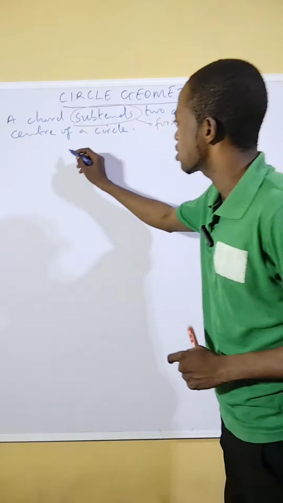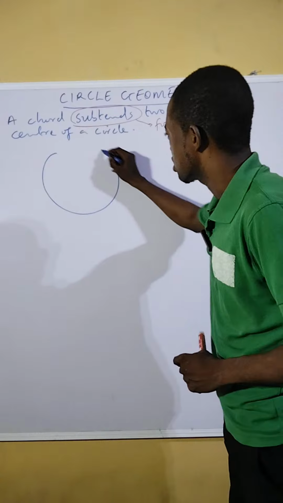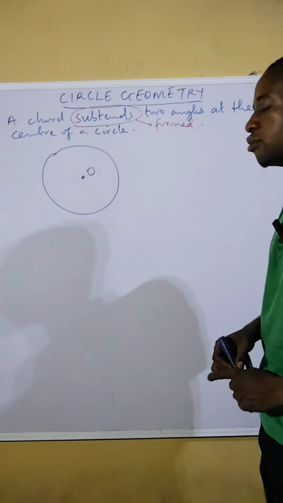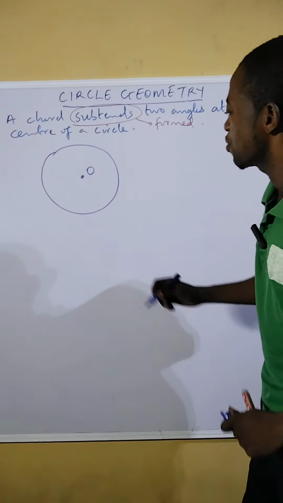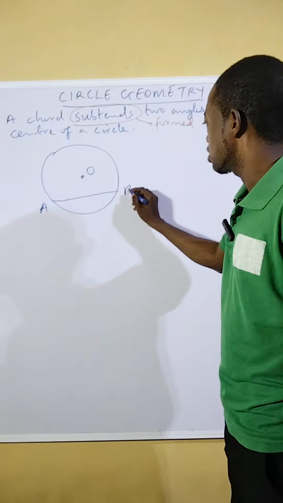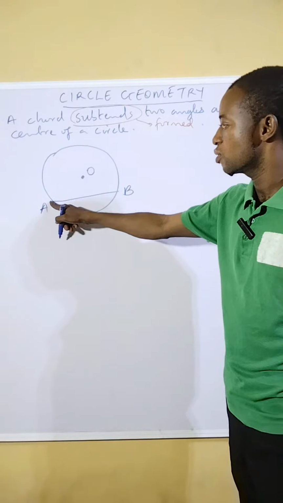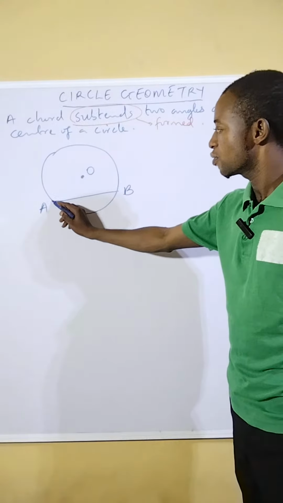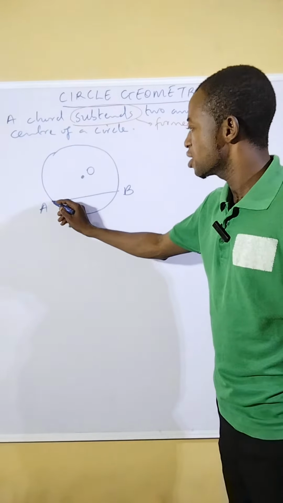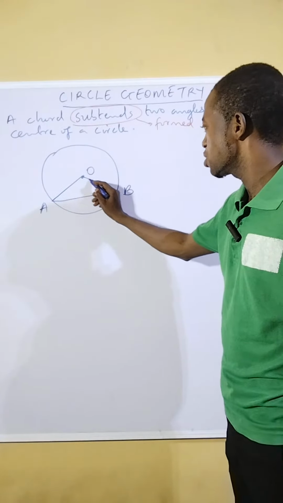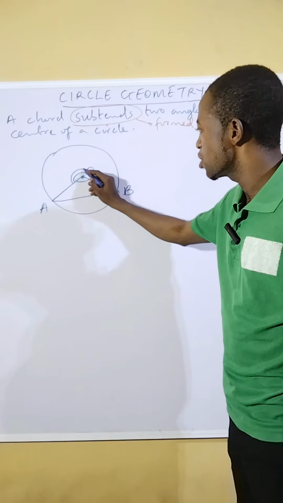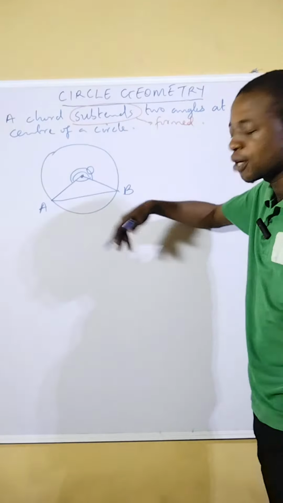Let's look at it in a diagram. We have this as a circle, and let's look at this as the center, O, of the circle. Now we talk about a chord. Let's call this chord AB. We have the first point here, the second point here. Now it forms two angles at the center. That is, we connect point A to the center, also point B to the center. And we have this angle here, and we also have this angle here, making two angles at the center. One is inside, one is outside.